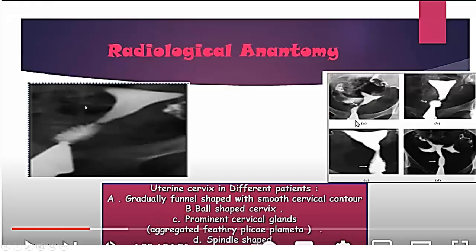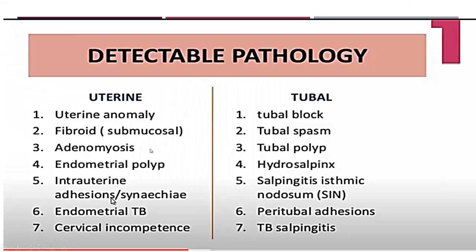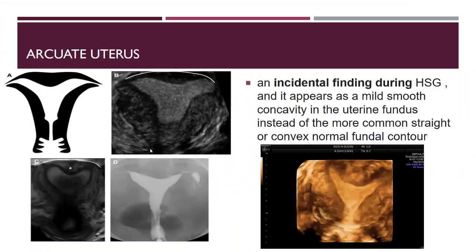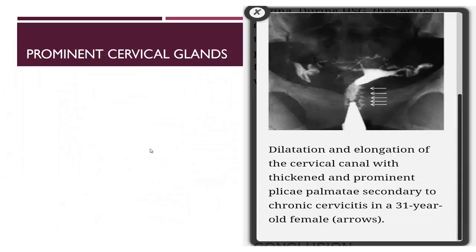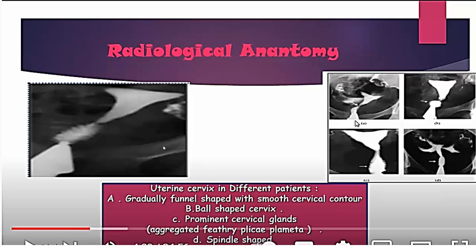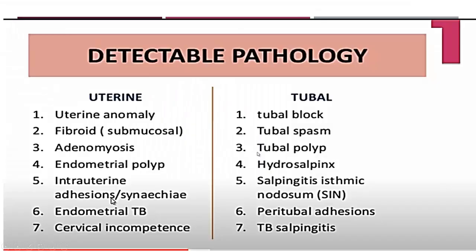radiological anatomy. Regarding the radiological anatomy of the uterus, here is the normal shape of the uterus. The normal intercornual distance is 3.5 centimeters, and the fundus may be flat or mildly concave like that. This is the normal radiological appearance, and then in the next lecture we will start to talk about the detectable pathology. Thank you.